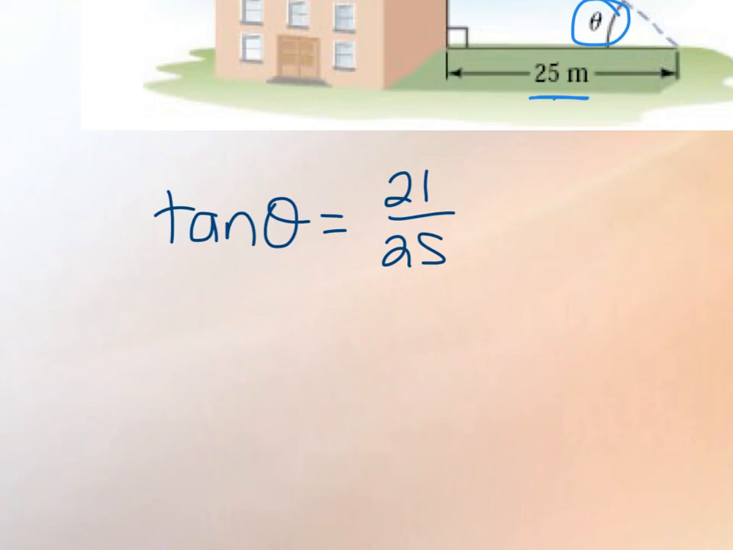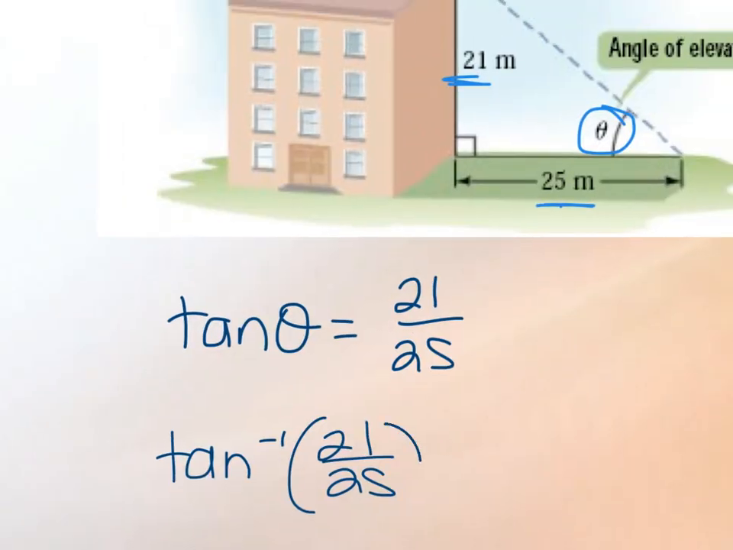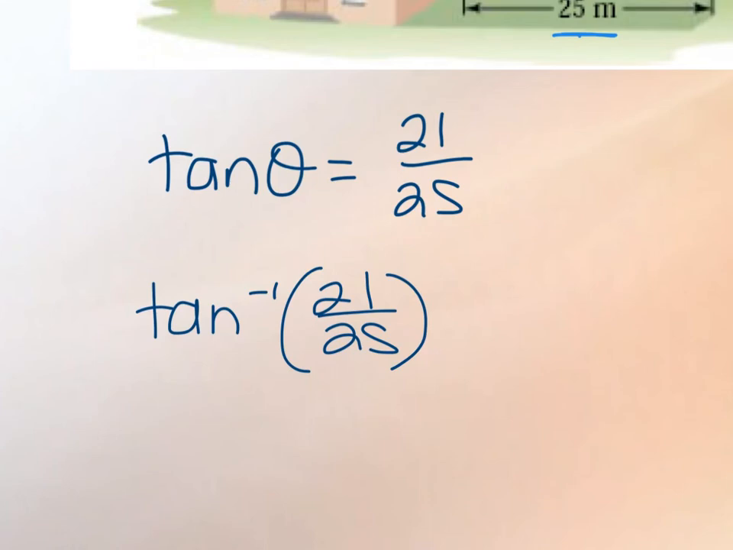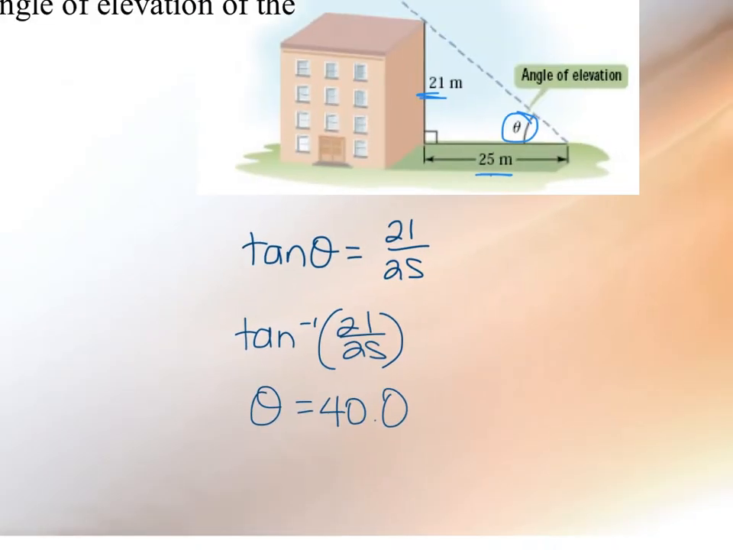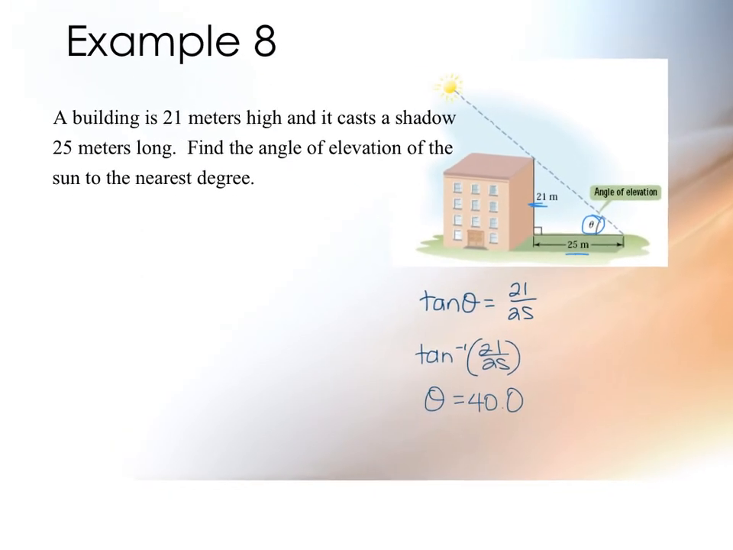Good. So remember, the little button above your trig functions are called inverse functions, right? So if you're given the ratio, like in this case, and you need to find the angle, then you do tan negative 1 of 21 over 25. So I would do second tangent, 21 divided by 25, enter, and I get theta equals 40.0. Yeah, do nearest degree, so 40 degrees.